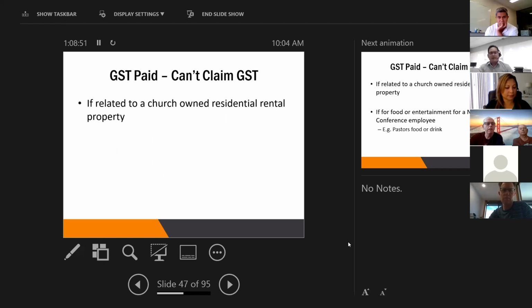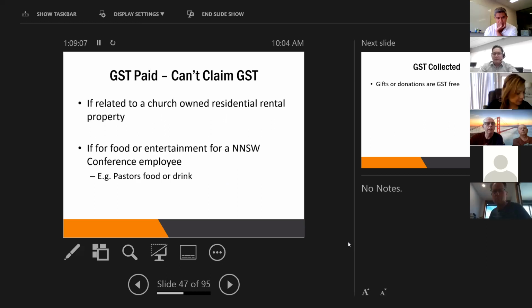And what cannot be claimed under GST? If it is related to a church-owned residential rental property. Here's the keyword: residential. So you cannot claim GST on those purchases. Also, food or entertainment for North New South Wales conference employees, such as pastors' food or drinks at social meetings. The rule says that we cannot claim GST on food given to pastors.